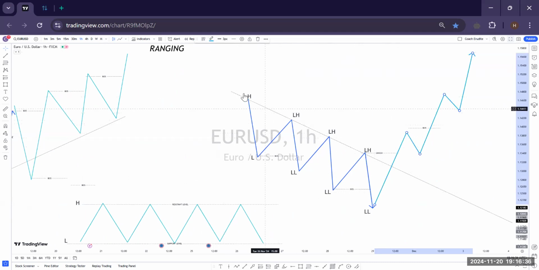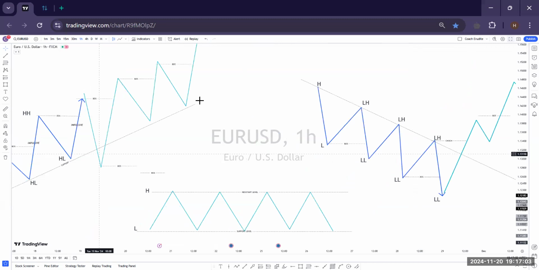For price to be in a downward direction, price will need to create a high, low, lower high, lower low, lower high, lower low, lower high, lower low. Please, anytime you are drawing your trend line for a downward direction, always focus at the top, the lower high. For a ranging market, focus on the higher low. For the top, focus on the lower high.